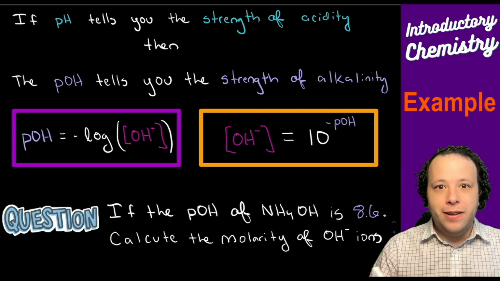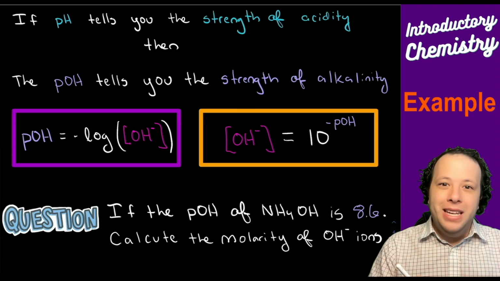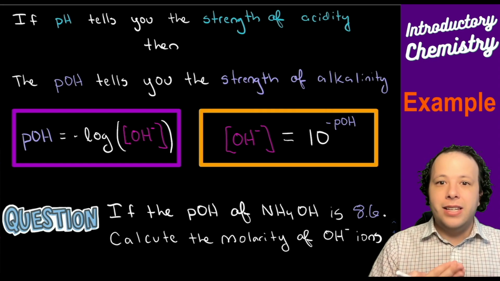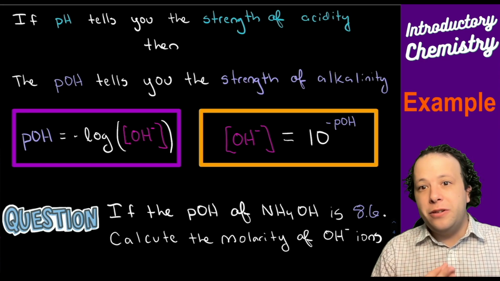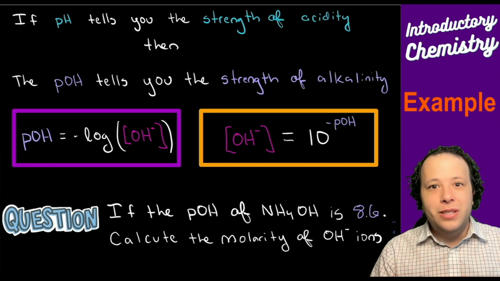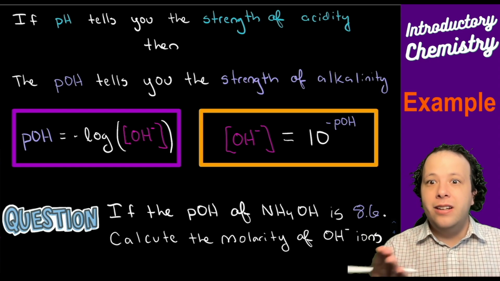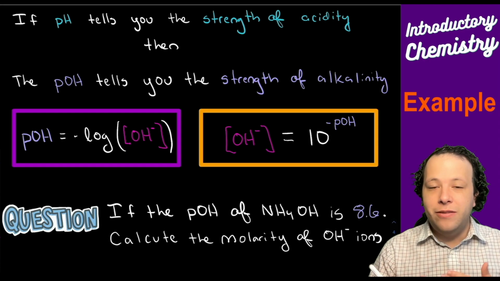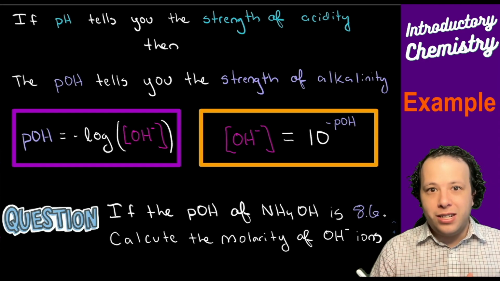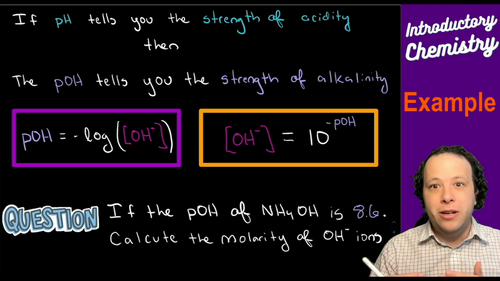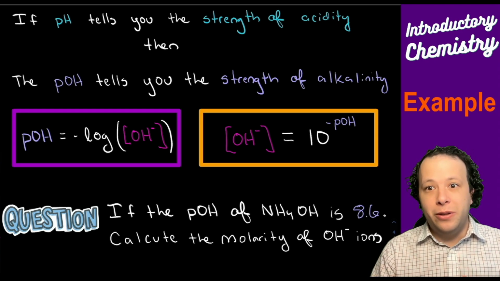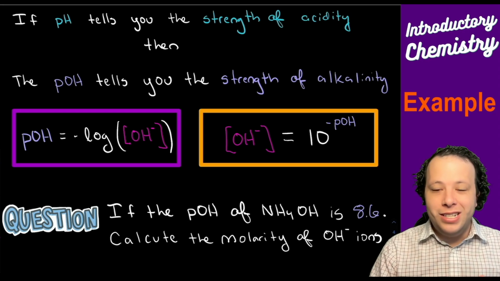So if I have the following problem that says the pOH of ammonium hydroxide is 8.6, calculate the molarity of OH minus ions. This uses the same formulas. pOH is equal to the negative log of hydroxide concentration, or if you want to take the inverse to find the concentration, hydroxide is equal to 10 to the negative pOH. Being that we want to find concentration, we're going to use the formula on the right-hand side, which is in yellow.